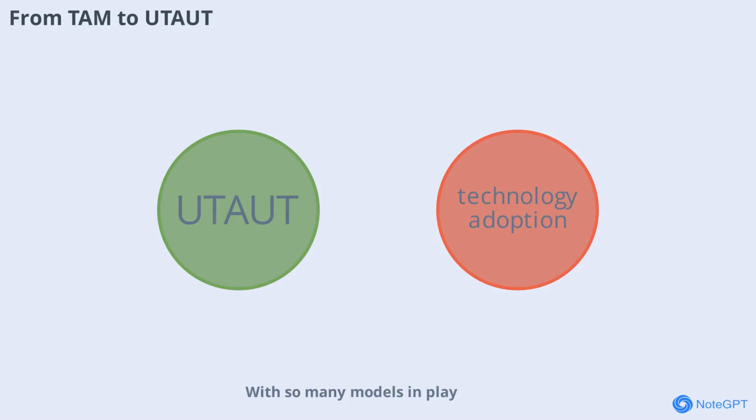With so many models in play, researchers eventually combined the best ideas into the Unified Theory of Acceptance and Use of Technology, or UTAUT. UTAUT identifies 4 main drivers: performance expectancy, effort expectancy, social influence, and facilitating conditions. It also considers how factors like age, gender, and experience shape technology adoption. While UTAUT is broader and explains more, TAM remains popular for its simplicity and practical focus. Both models help us understand the complex journey from first encounter to regular use.